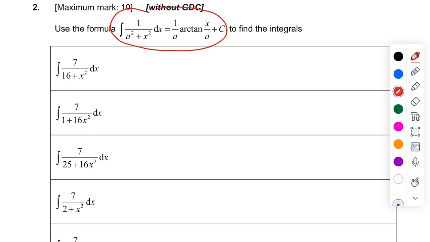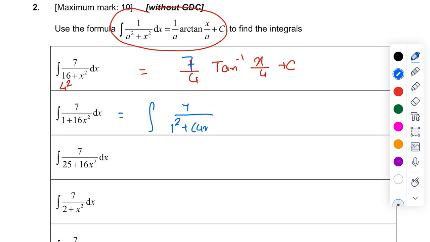So over here, what can I do? This 16 can be written as 4 square. So it becomes 1 upon a tan inverse x upon a, x upon 4 plus c. But you can still see that 7 is there, so 7 upon 4. Similarly, this is integral of 7 upon 1 square plus 4x whole square dx. So it becomes 1 upon a, means 7 is already there, so 7 upon a tan inverse x upon a, 4x upon 1 times chain rule 1 upon 4 plus c. So that's going to be the answer.